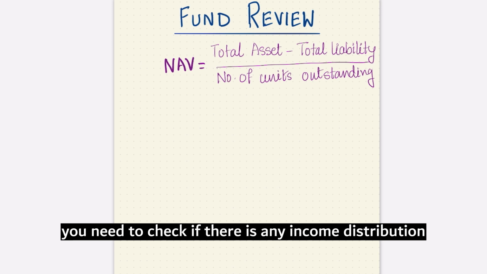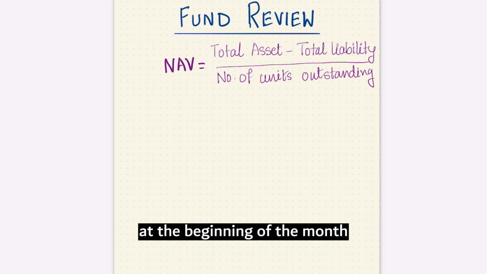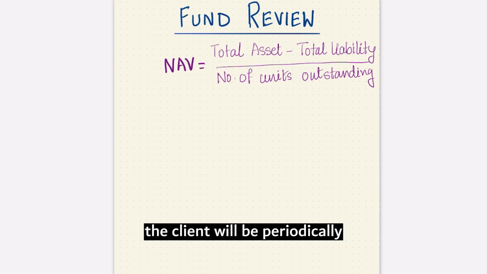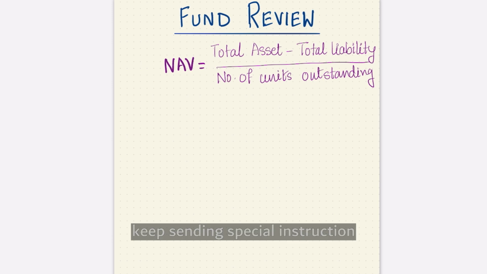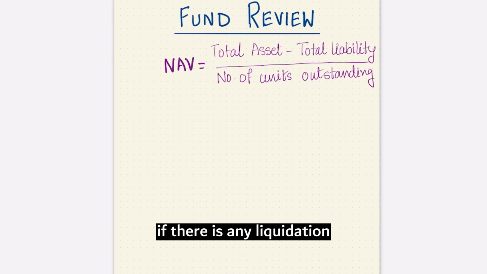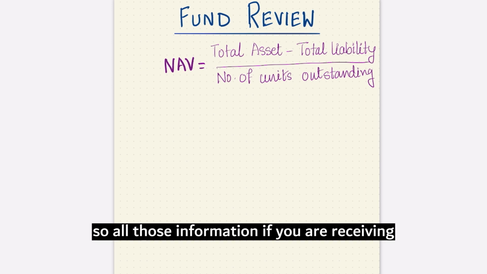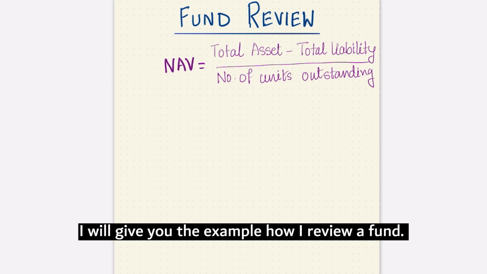Next, you need to check if there is any income distribution which needs to be processed at the beginning of the month for your fund. Special instructions can also come in the middle of the month. Sometimes the client will periodically keep sending special instructions. If there is any instruction sent by the investment manager, any liquidation, or any change in the investment manager, then you need to check whether that is processed correctly or not. Then you need to see if any expense payment instruction came into the fund or not. So in this video, I will give you the example of how I review a fund.